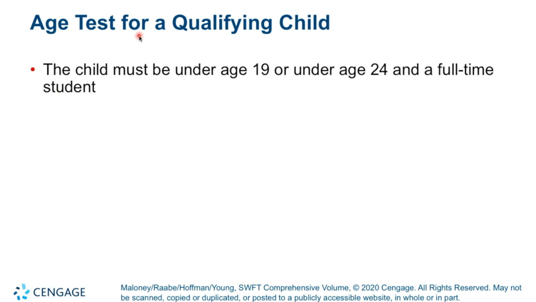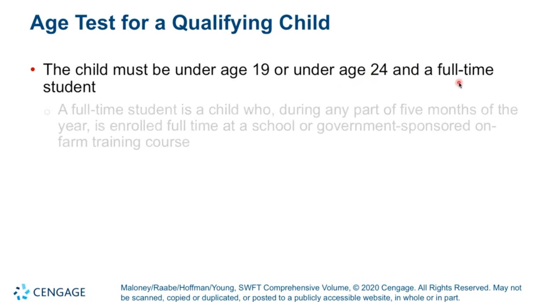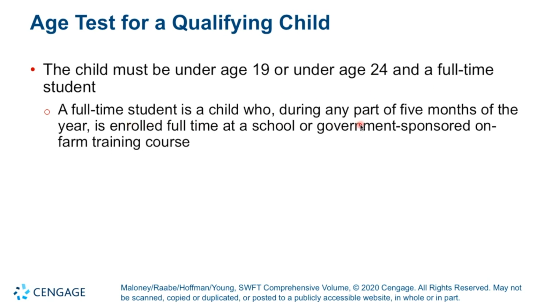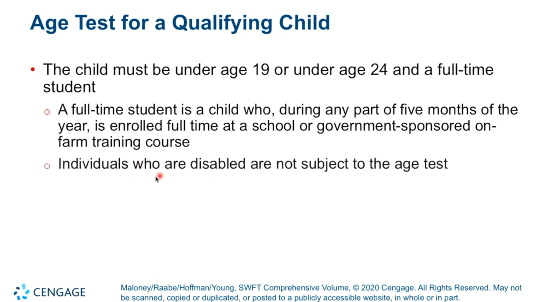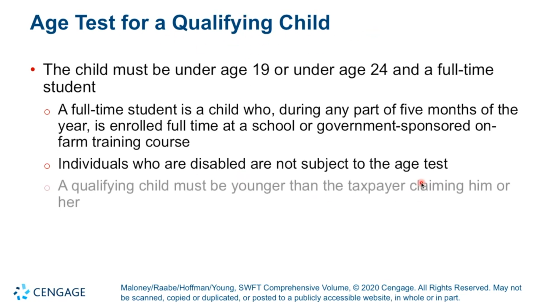And for the age test, the qualifying child must be under 19, or under 24 if a full-time student. A full-time student simply has to be enrolled in school full-time for at least 5 months out of the year. And it has to be a qualified school or program, and you can look that up. Individuals who are disabled under qualifying child are not subject to the age test. So a disabled child can be a dependent their entire life. The qualifying child must be younger than the taxpayer claiming him or her.